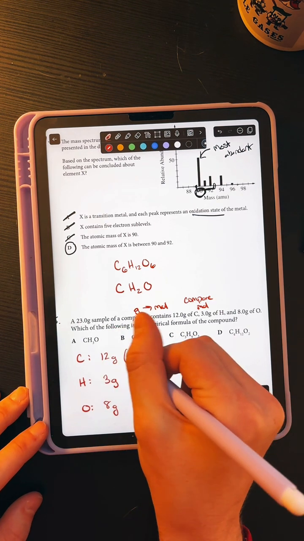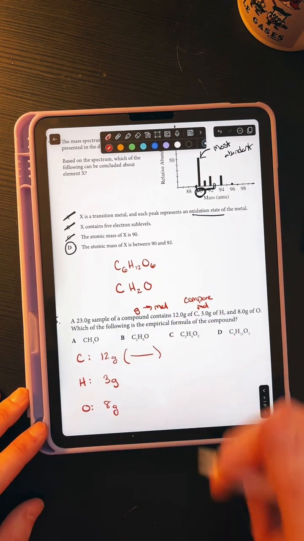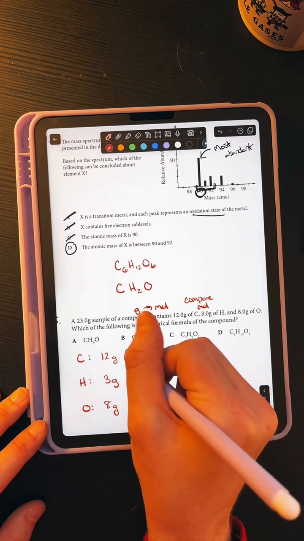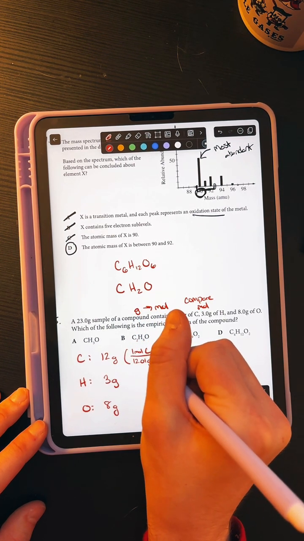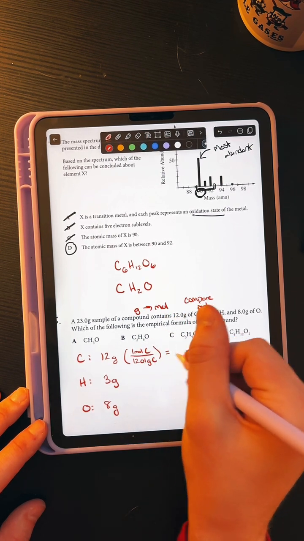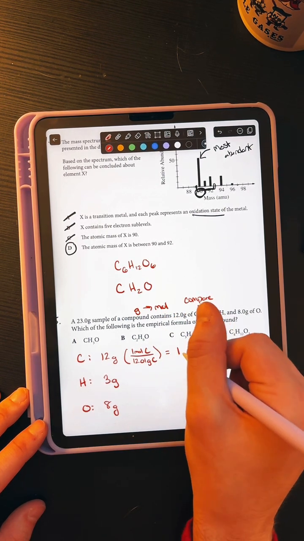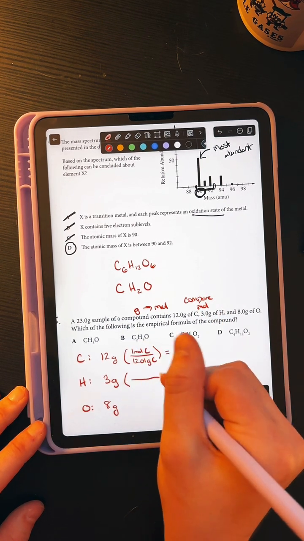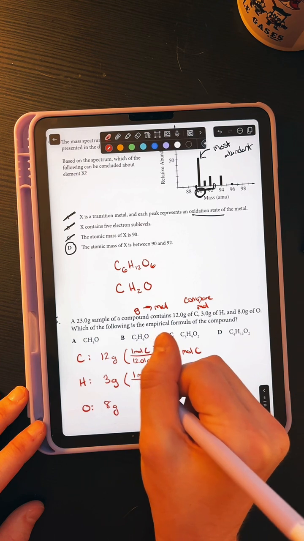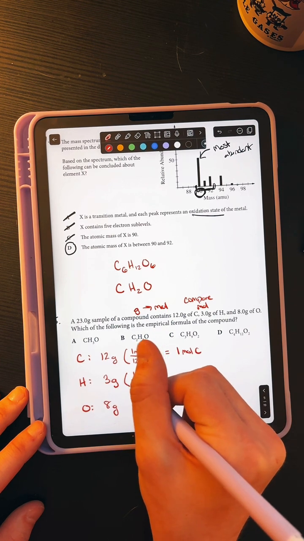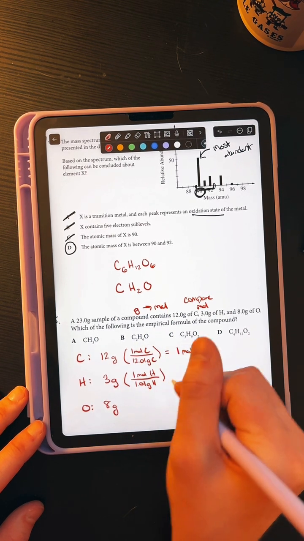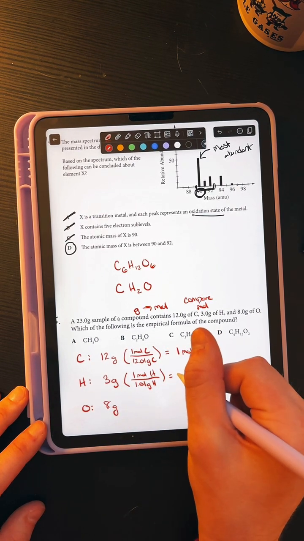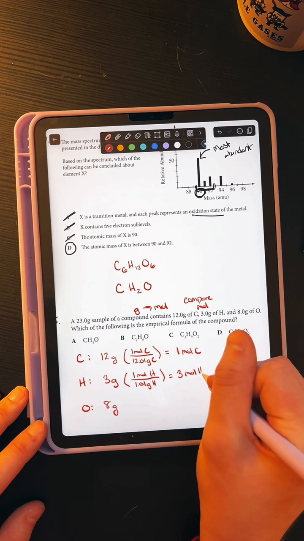So we go 12 grams. To go from grams to moles, we use the molar mass of carbon. In 1 mole of carbon, there are 12.01 grams of carbon. And that gives us a value of about 1 mole of carbon. We'll do the same thing for hydrogen. 1 mole of hydrogen is 1.01 grams of hydrogen. And that also gives us 3 times 1 over 1, about 3 moles of hydrogen.